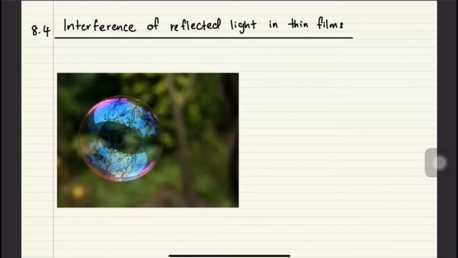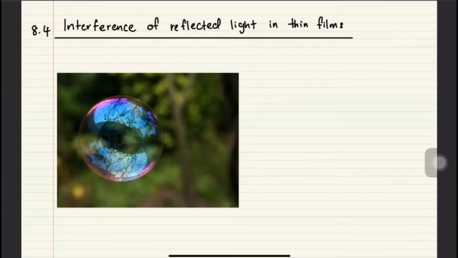Okay, this one is a soap bubble. What can you say about this soap bubble? What's your observation on it? What can you see? Reflection, right? And then you can see as if you have a rainbow. Basically, light is reflected and it will produce interference, constructive and destructive interference. Later on we'll discuss this.